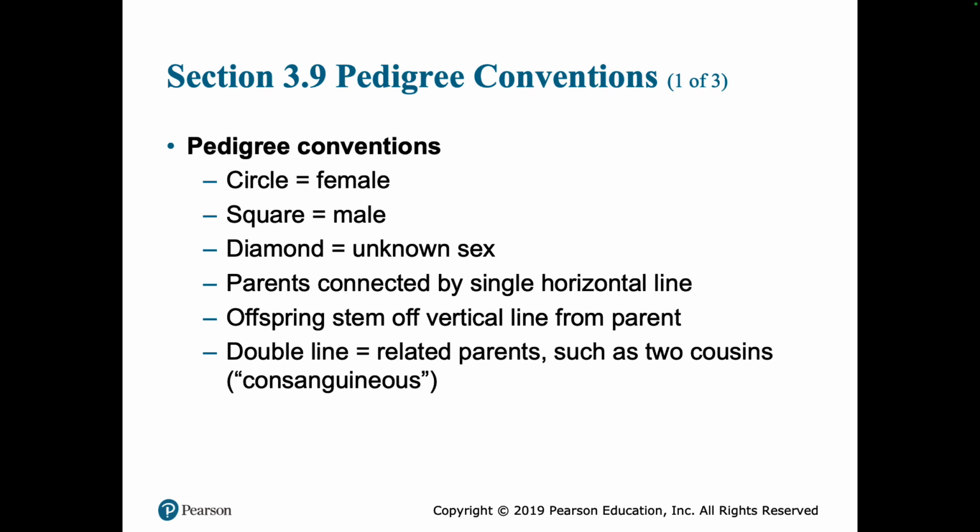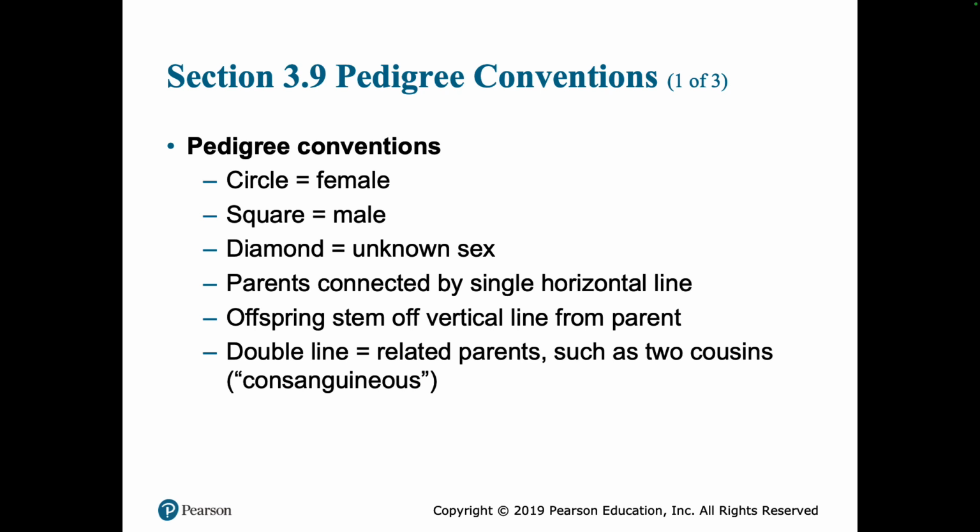Now, when we're looking at a pedigree, pedigrees should follow standard conventions so that it's easy to interpret no matter where the pedigree came from. Any scientist should be able to interpret it. Some of the standard conventions for a pedigree are that any individual represented by a circle is female. Any individual represented by a square is male. Diamonds are individuals of unknown sex.